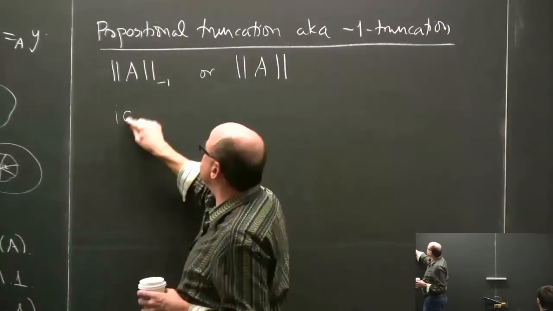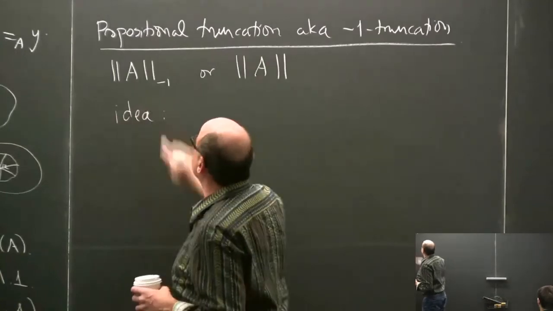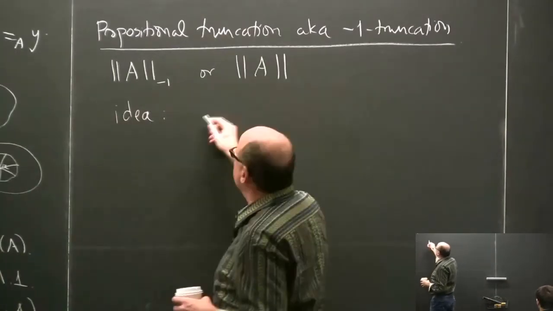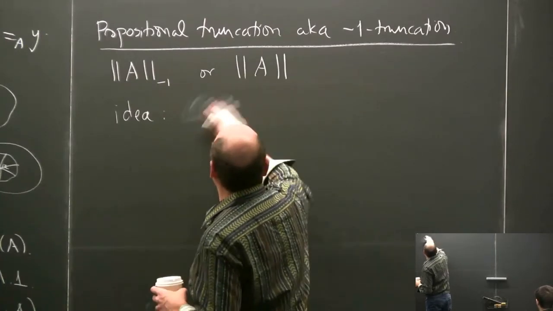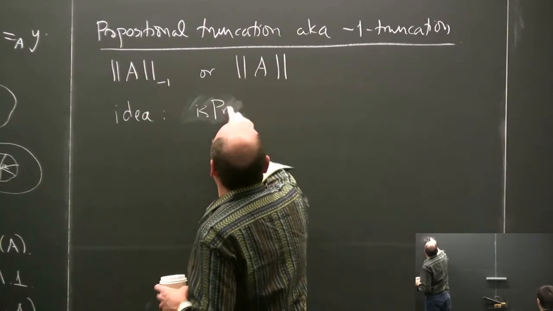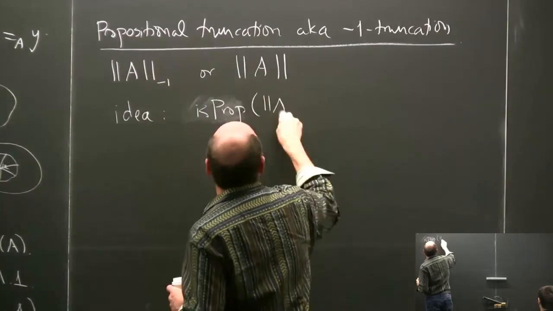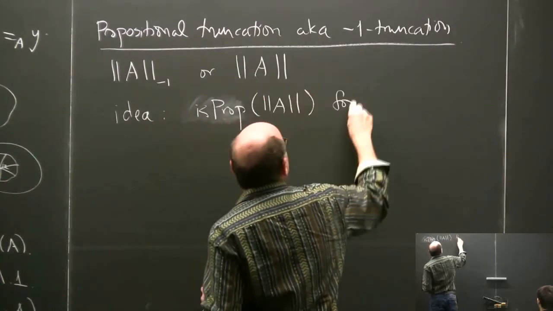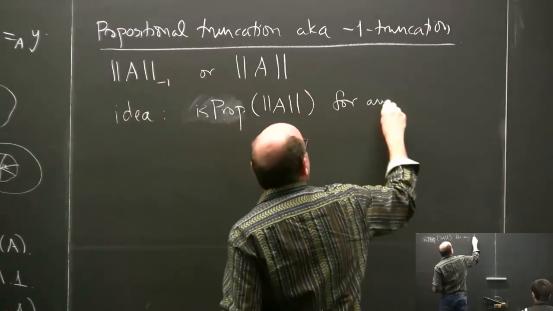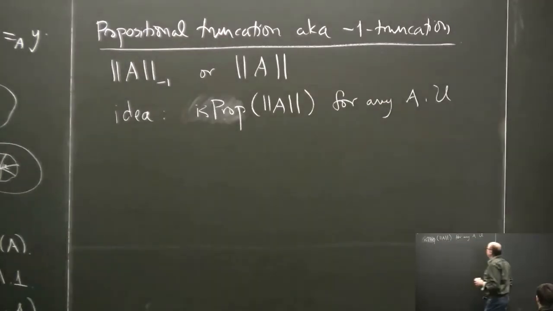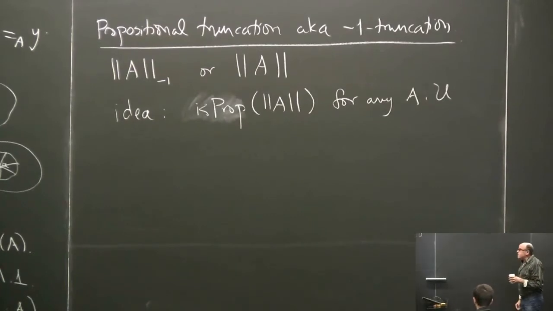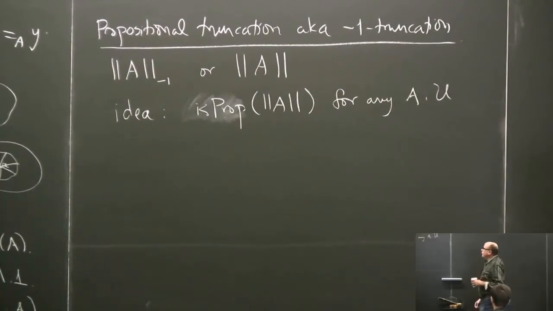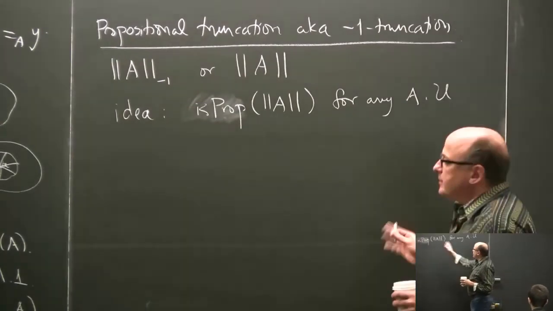So the idea, and this is what I didn't finish writing out last time, is that, of course, I want the -1 truncation. Well, let me write it in the notation I've been using. I want the -1 truncation of A, for any A. I don't care, let's just write U, but for any type, I want that to be a proposition. So what does it mean to be a proposition?